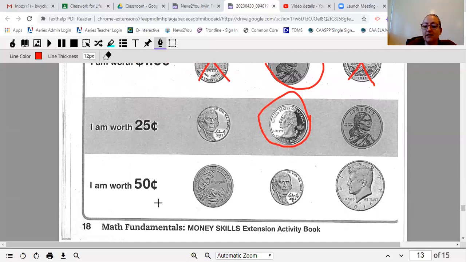And here we need to find another coin worth 50 cents. So remember up top, we had decided that this coin here is worth $1. So we're going to cross that out. And we decided that this one was worth 5 cents. So we're going to cross that one out. But this one right here will be our 50-cent coin, or our half dollar.